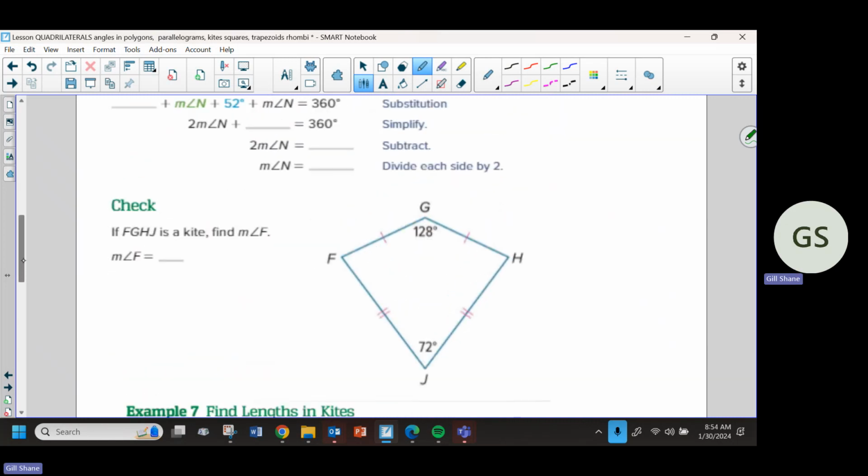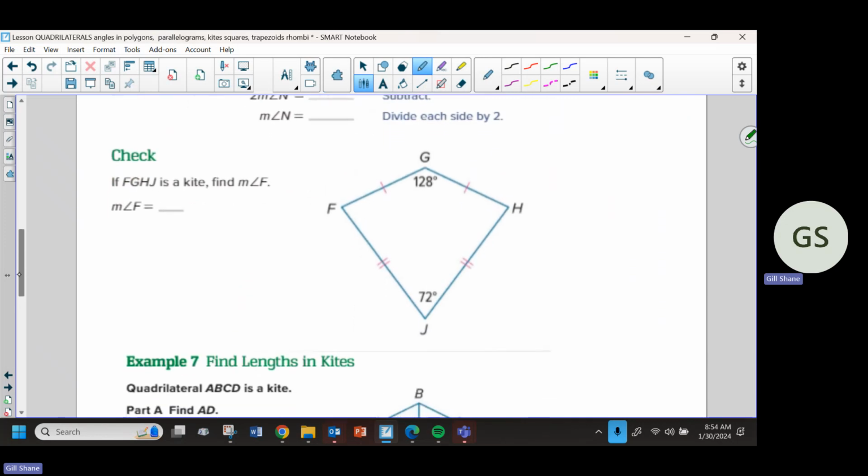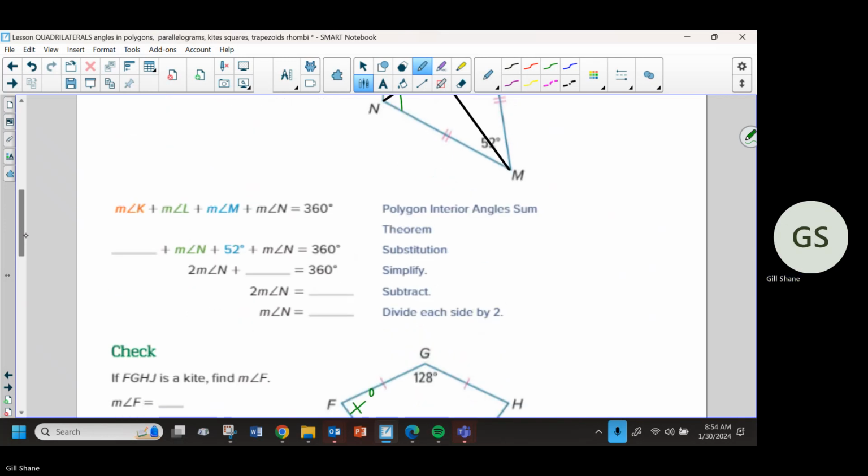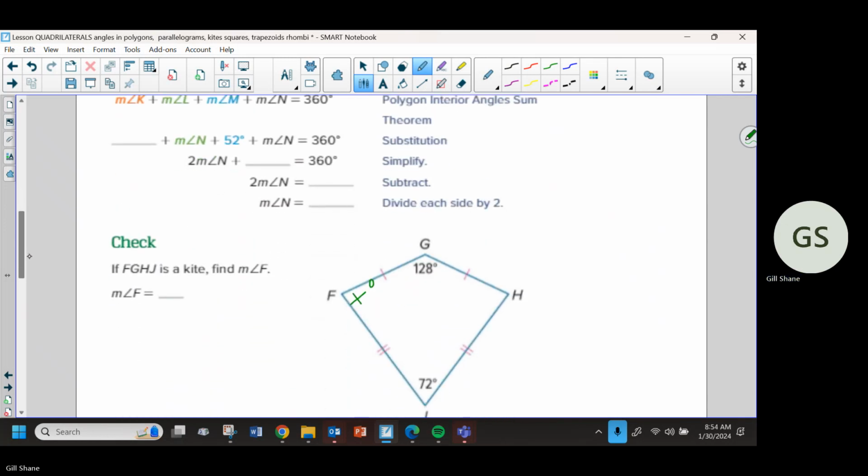Why don't you try to do the check? I want you to find that angle. Let's put an X there. X degrees, remember? It's about an angle. So you see degree symbols and you know it's about an angle. That's the check problem. We kind of skipped the example.